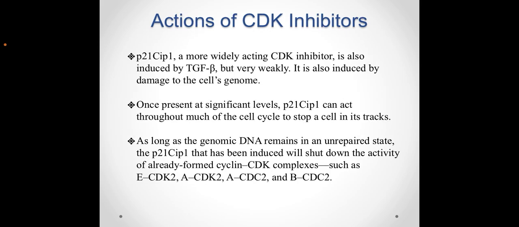P21 CIP1, the more widely acting CDK inhibitor, is also induced by TGF-beta, but very weakly. It is also induced by damage to the cell's genome. Once present at significant levels, P21 CIP1 can act throughout much of the cell cycle to stop a cell in its tracks. As long as the genomic DNA remains in an unrepaired state, the P21 CIP1 that has been induced will shut down the activity of the already formed cyclin CDK complexes such as E-CDK2, A-CDK2, A-CDC2, and B-CDC2.